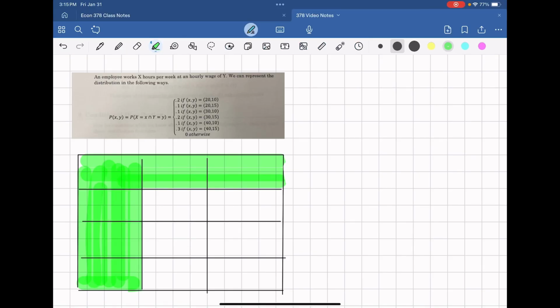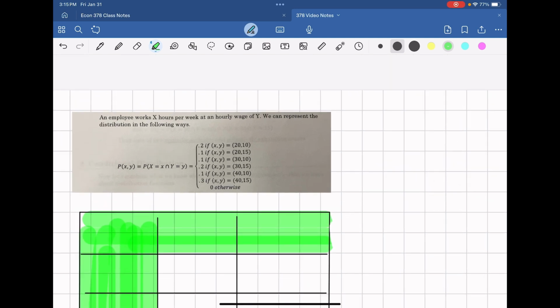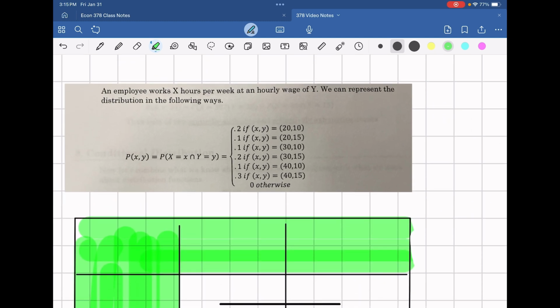Here is an example from joint distributions, meaning we have two variables. We want to look at the probability that X equals x and that Y equals y. So here we have an example where an employee works x hours per week at an hourly wage rate of y. So we have both a random variable of the number of hours worked and the hourly wage given they work that many hours.